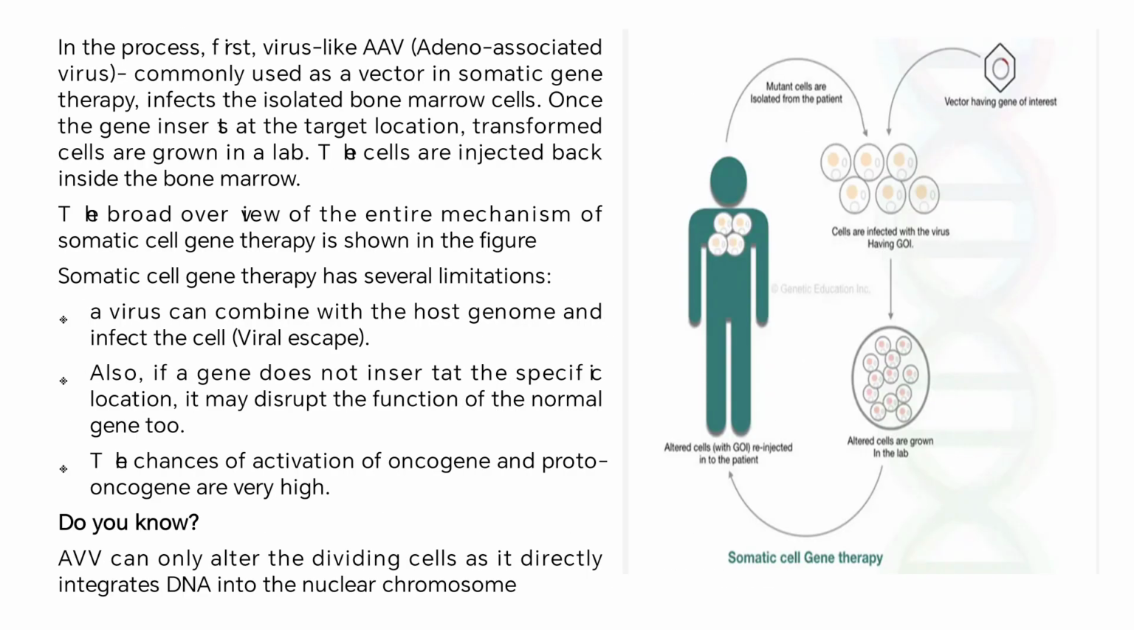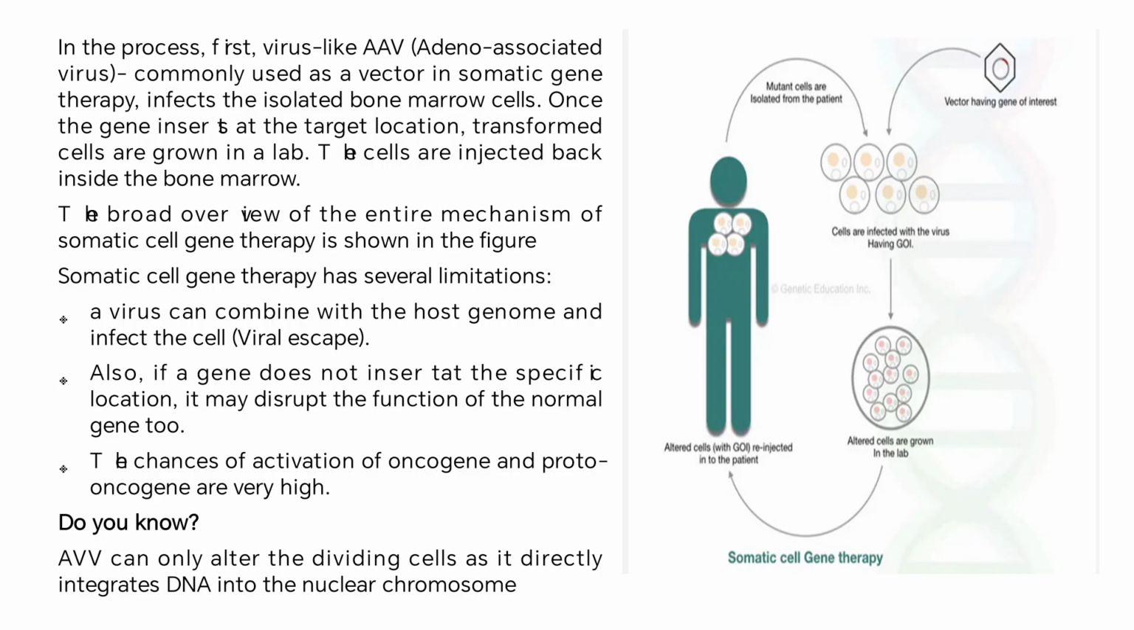In this process, a virus like adeno-associated virus is commonly used as a vector for somatic gene therapy. It infects isolated bone marrow cells. Within the virus, the unwanted regions of the viral genes are replaced with our gene of interest, which contains the correct gene without any mistake.